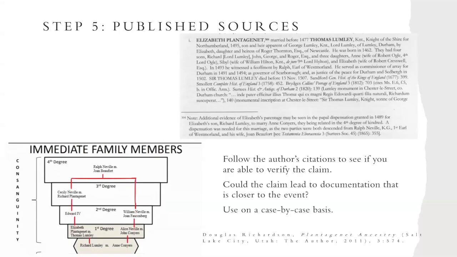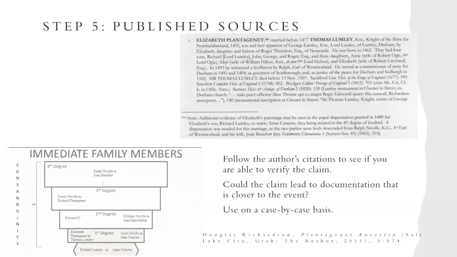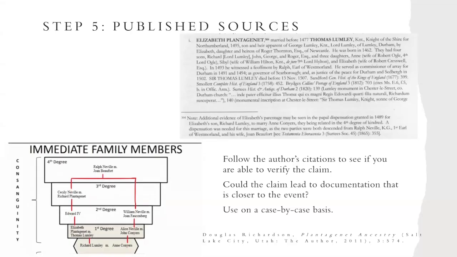Published sources should be used on a case-by-case basis, and it is important to verify an author's claim when constructing a lineage. For that first generation, I used several published sources, such as compilations like Richardson's Plantagenet Ancestry, and the various Surtees volumes for Durham County to build upon as I reconstructed that lineage.